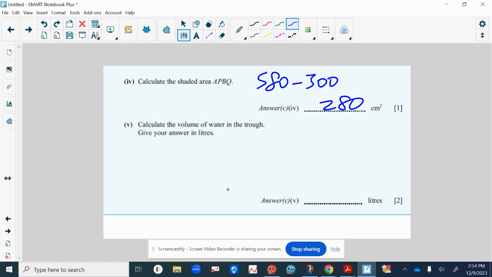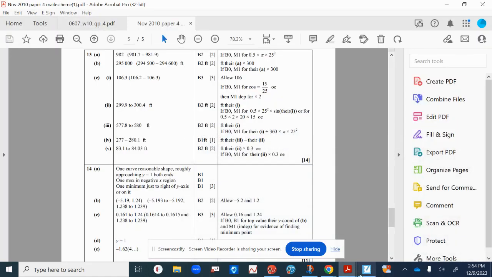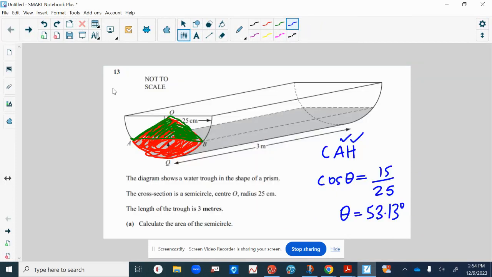Right, calculate the volume of the trough. This is pretty straightforward as well. The volume is, it's a prism. So it's just the area of the cross section, the red bit, times by the length.